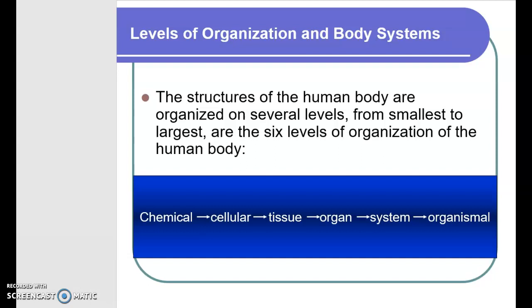So what we say is we're going to start with chemical. So basically, we're taking a look at atoms and molecules and how those things build to make cells. So chemicals make up cells, cells make up tissues, tissues make up organs, organs make up organ systems, or as it's listed here, systems. And then we take all those systems and we combine them, and that's what makes an organism, like you, me, and every other human being out there.